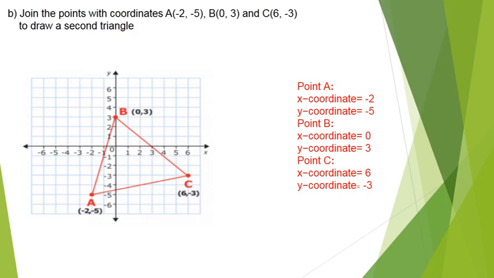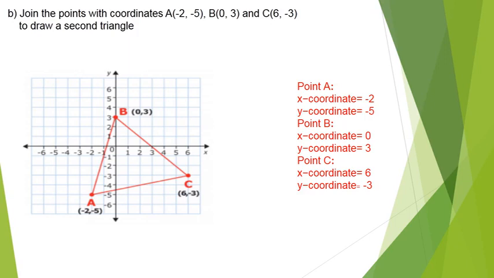Yes, point A, X coordinate is -2 and Y coordinate is -5. Point B, X coordinate is 0 and Y coordinate is 3. Point C, X coordinate is 6 and Y coordinate is -3. I have written these points with a red pen to the right side of the slide. So let's go for the solution, and let's replace these points in the Cartesian plane to get a second triangle.